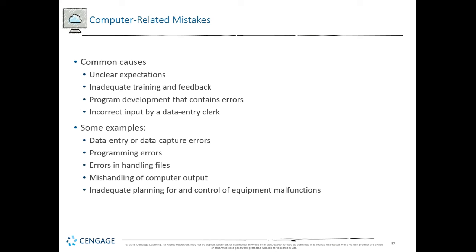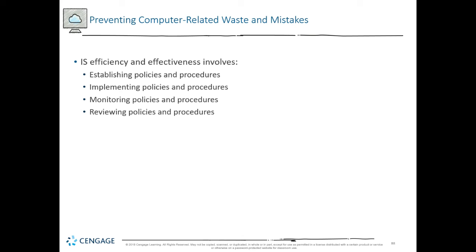Computer-related mistakes. Common causes: unclear expectations, inadequate training and feedback, program development that contains errors, incorrect input by a data entry clerk. Some examples: data entry or data capture errors, programming errors, errors in handling files, mishandling of computer output, inadequate planning for control of equipment malfunctions. Preventing computer-related waste and mistakes.